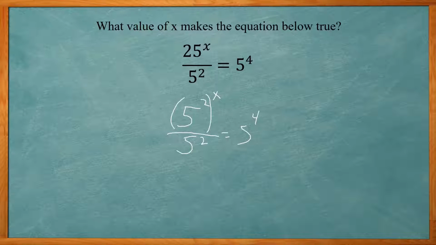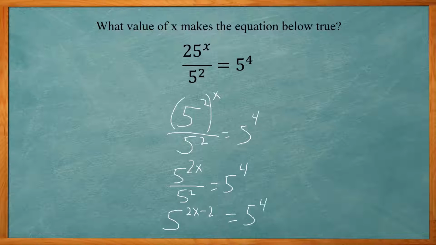Now using a rule of exponents, if you have 5 to the second power raised to the x power, you can multiply those exponents together. So it becomes 5 to the 2x power divided by 5 to the second power equals 5 to the fourth power. And when we're dividing numbers that have exponents and they're the same base 5, we can subtract the exponents. So this becomes 5 raised to the 2x minus 2, and equals 5 to the fourth power.